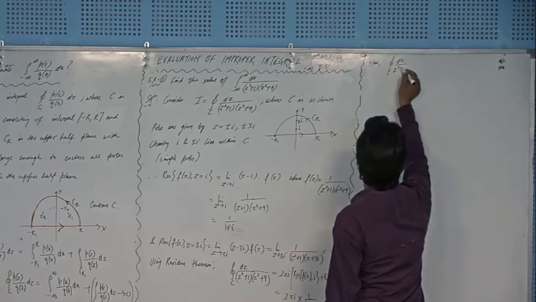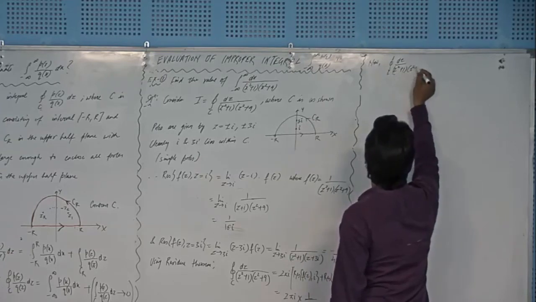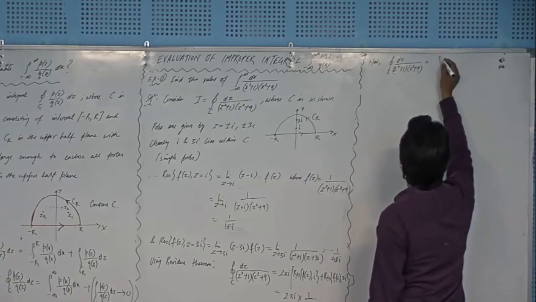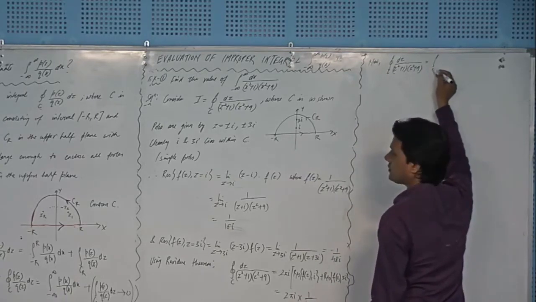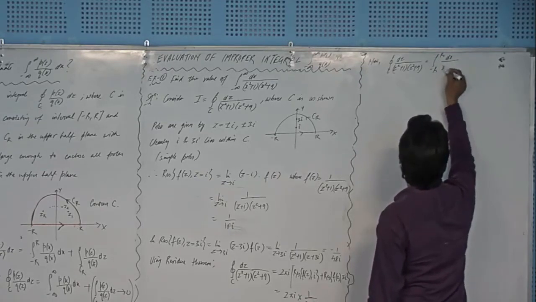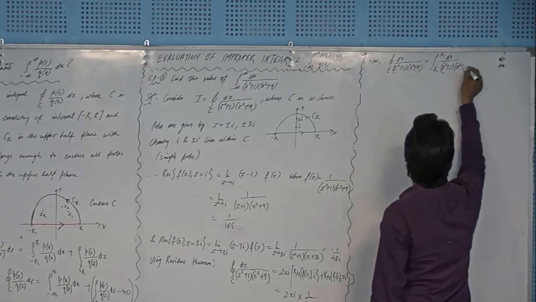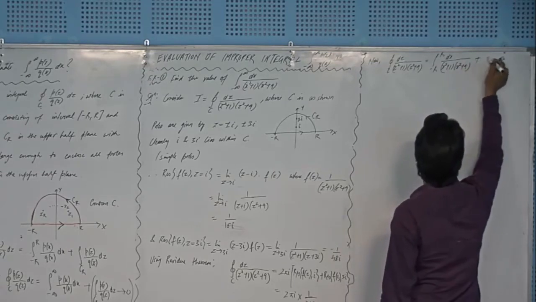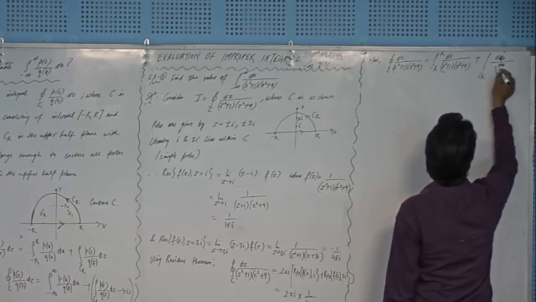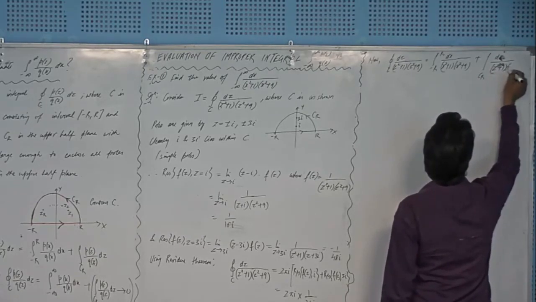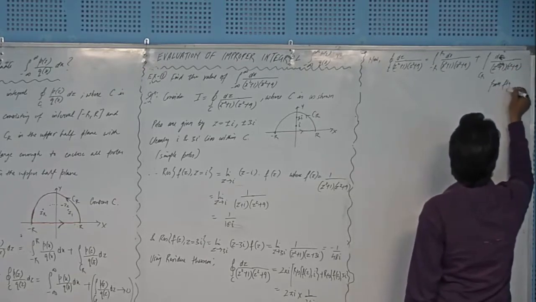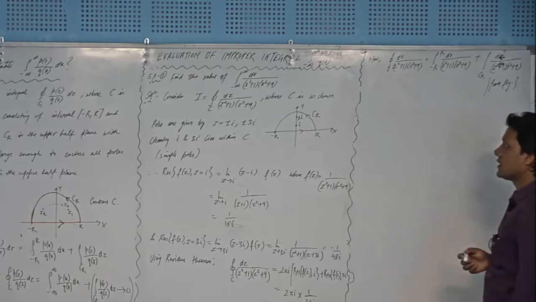dz over z square plus 1, z square plus 9 equals the integral from minus R to R of dx over x square plus 1, x square plus 9, plus the integral over CR of dz over z square plus 1, z square plus 9, right? It is from the figure. From the figure you can write this, right?